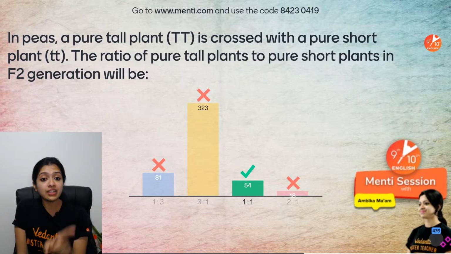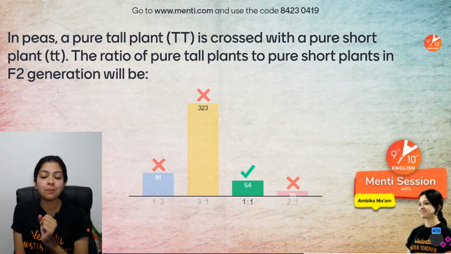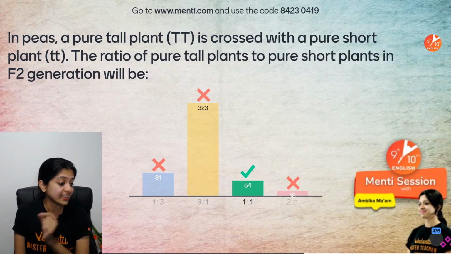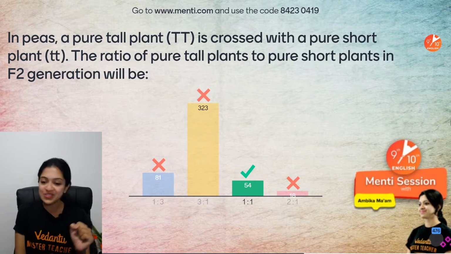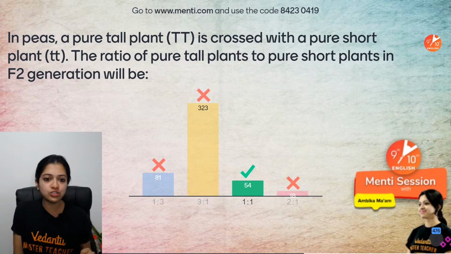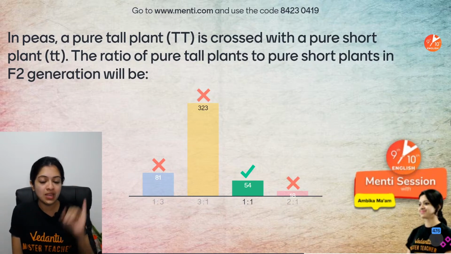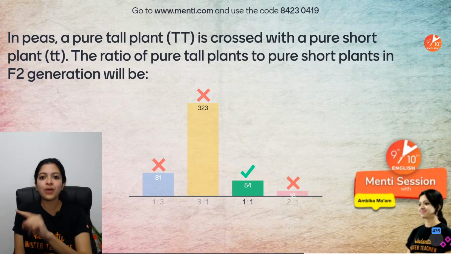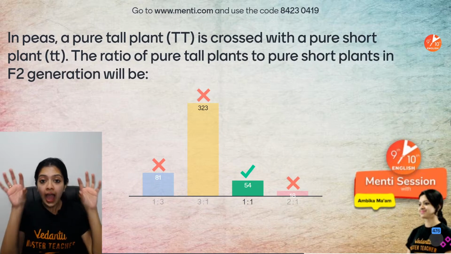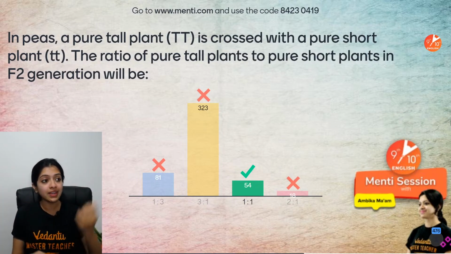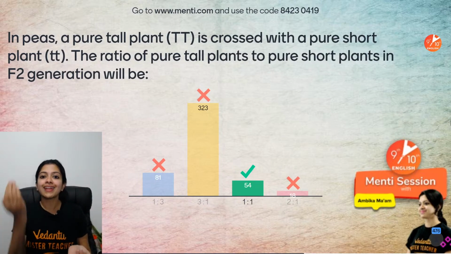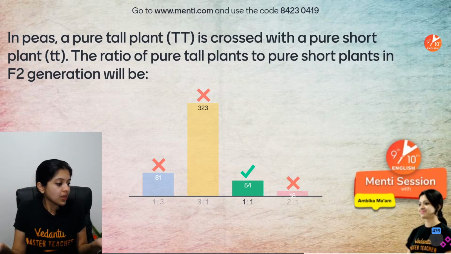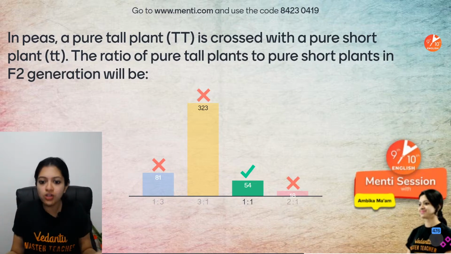Look at that. The ratio of pure tall plants to pure short plants. What does that mean? Exactly. This is tricky, I know, says Ganesh. In the F2 generation, you will get 3 different genotypes. What are they? Capital T capital T, 2 capital T small t, which is heterozygous, and 1 small t small t. I'm asking you only the ratio between capital T capital T and small t small t. What would that be? 1:1? Of course it has to be.